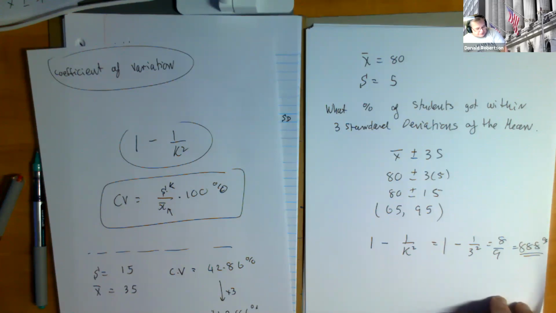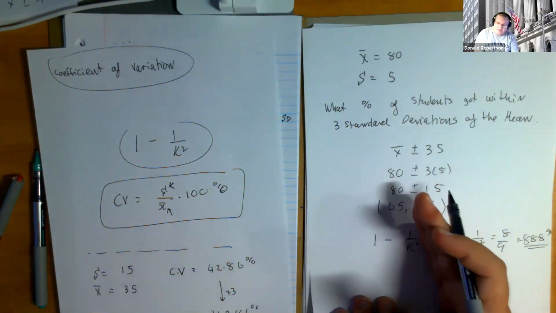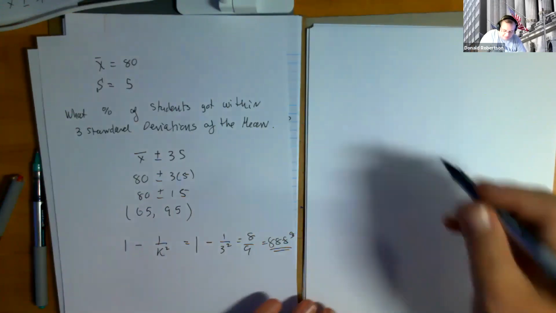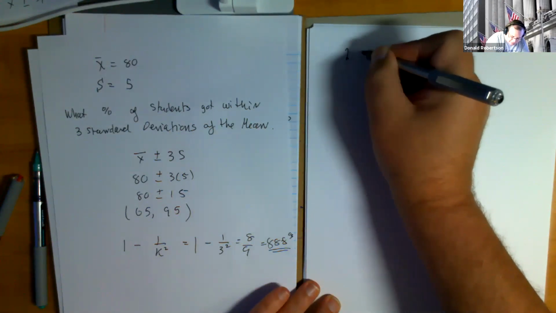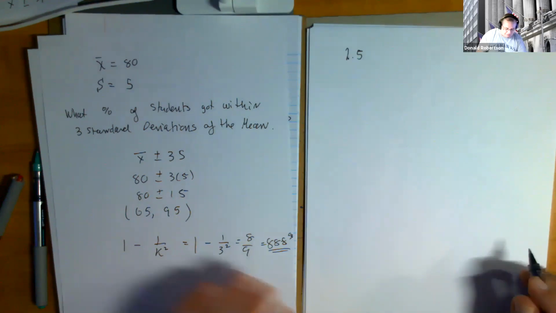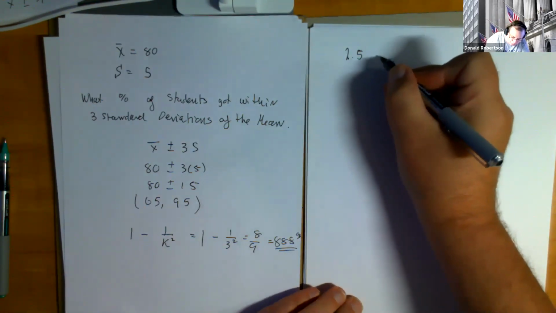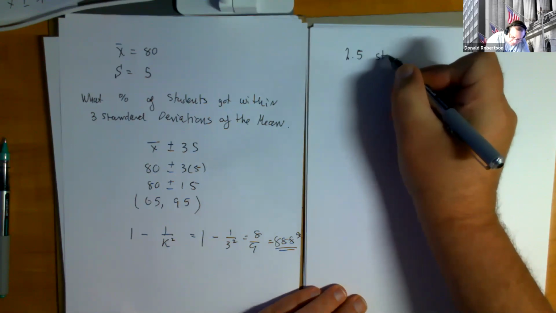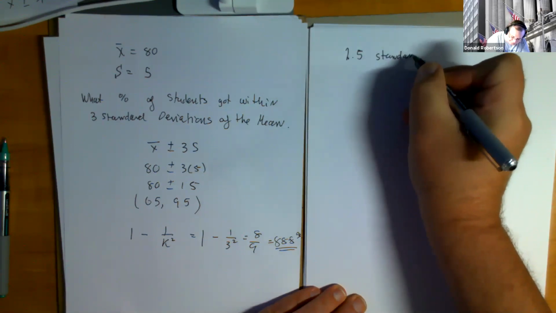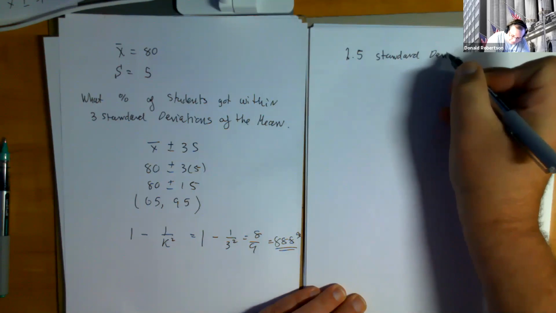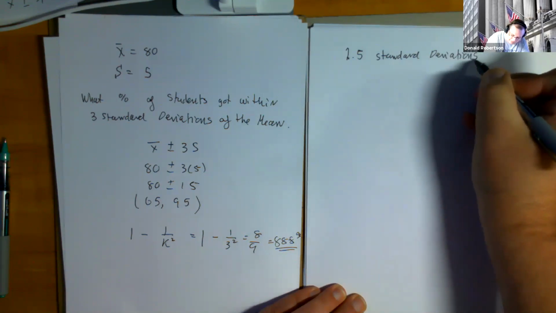That's cool. Right. Now, connected to Chebyshev, there's a special, weird number. It's not standard, but we're using it anyway. It's 2.5 standard deviations from the mean.